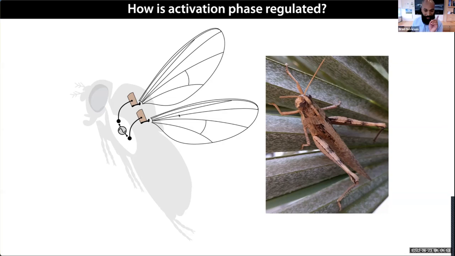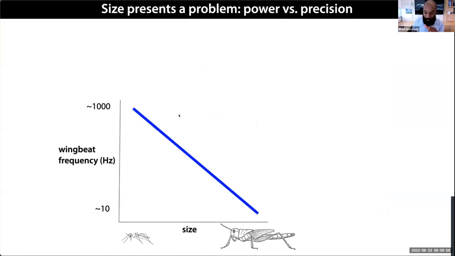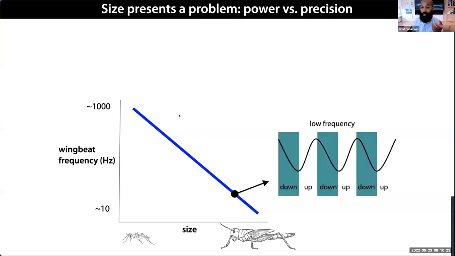Now, this actually kind of presents a problem, because if we think about flying insects radiating and becoming a very successful group of organisms, what ended up happening is that they actually became smaller and smaller, right? And to accommodate their decreasing size, their wing beat frequency had to increase so that they could support their lift, right? Now, if we think about a low wing beat frequency, but rather large flying insect like a locust, we have it flapping its wings at a relatively low frequency.